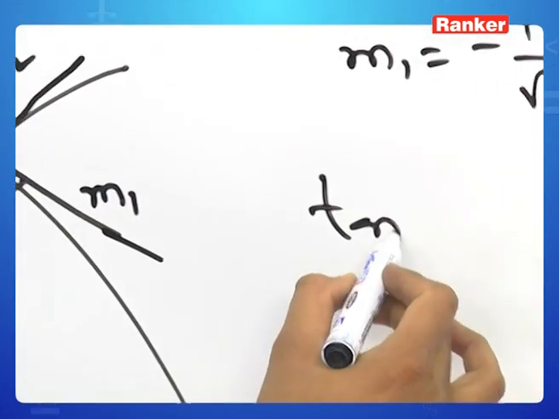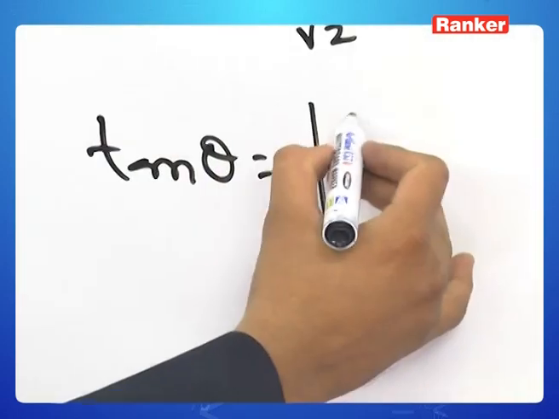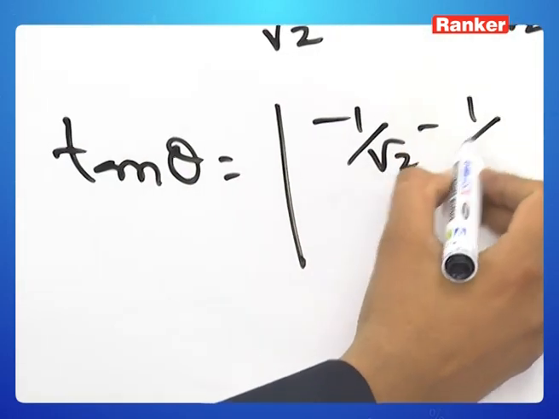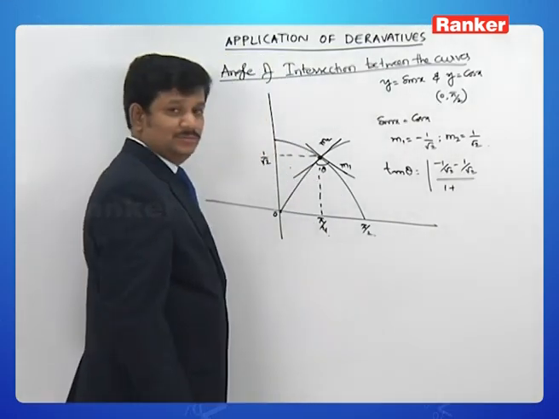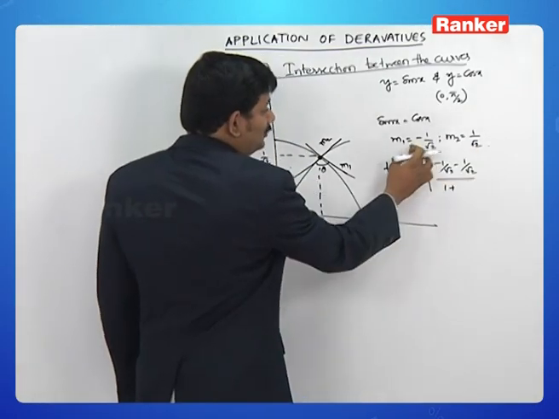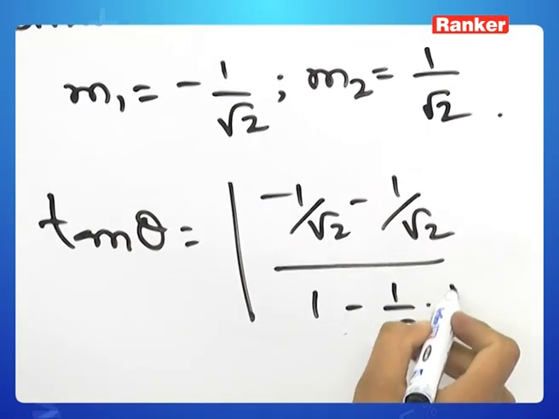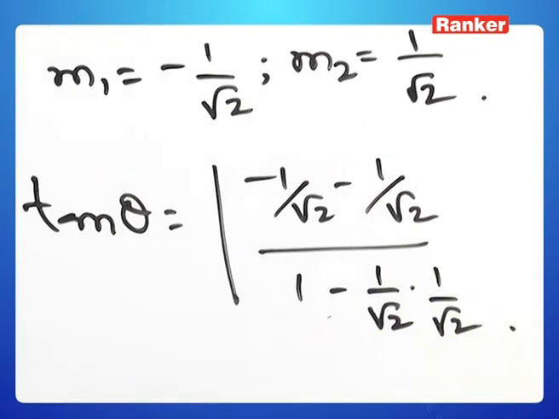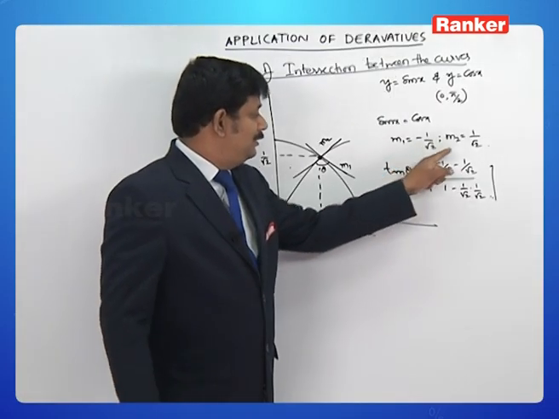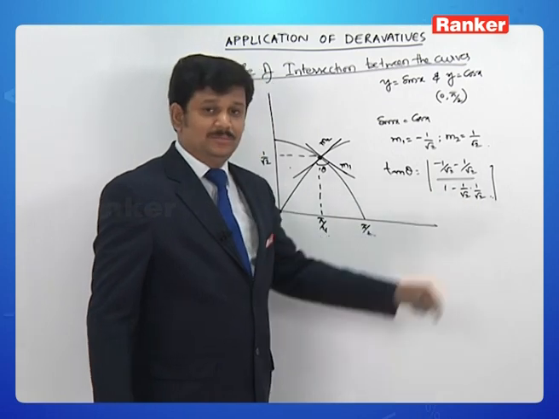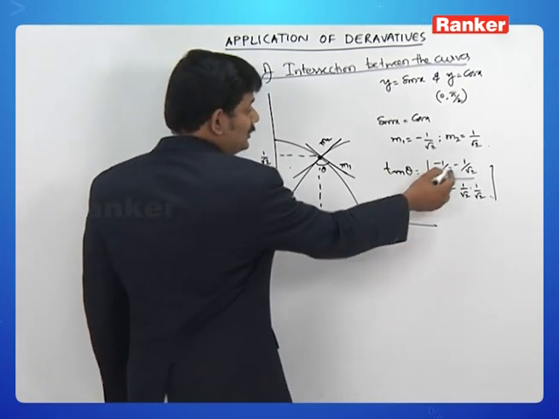And angle between the curves, tan theta, is given by modulus of m1 minus m2 by 1 plus m1 m2. m1 is minus 1 by root 2, m2 is 1 by root 2. So, tan theta here we have.